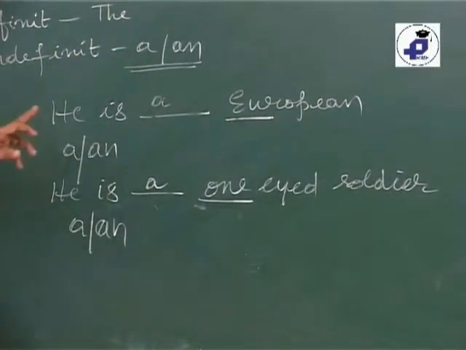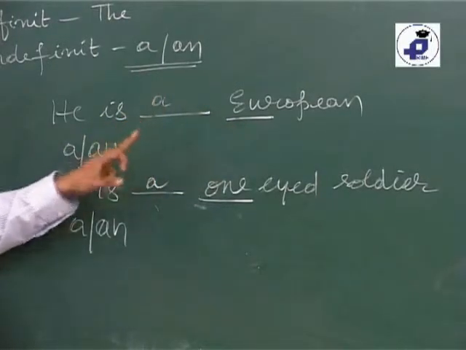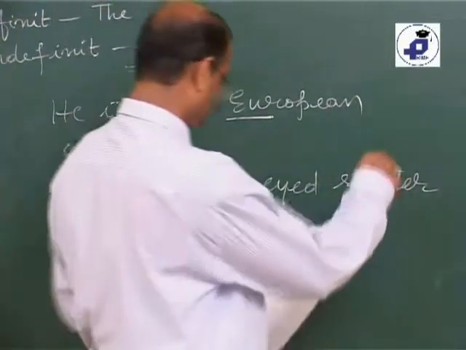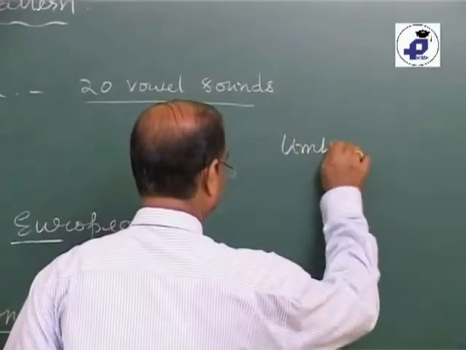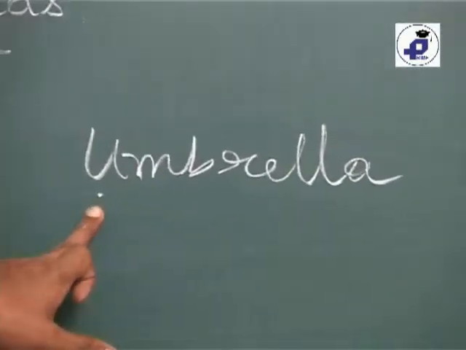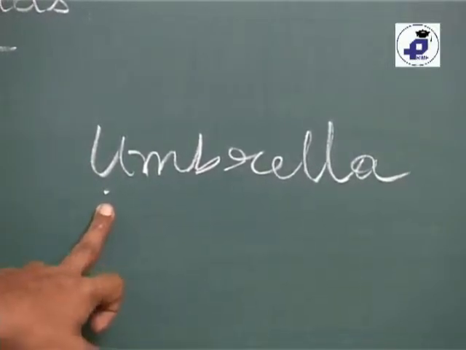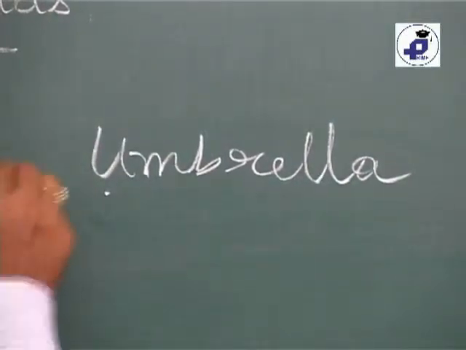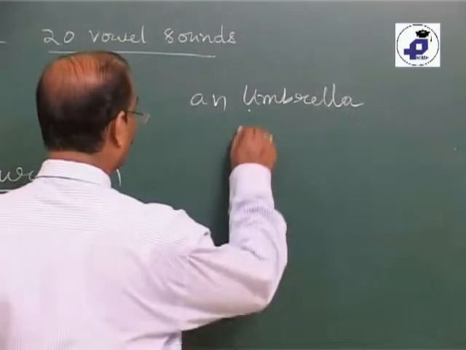So here you should remember the rule that before a consonant pronunciation we have to use 'a', and before a vowel pronunciation we have to use 'an'. For example, umbrella. Here the letter is a vowel letter and the pronunciation is a vowel sound too. So therefore we have to use 'an' before umbrella: an umbrella. See, another example I will give you. Umpire.